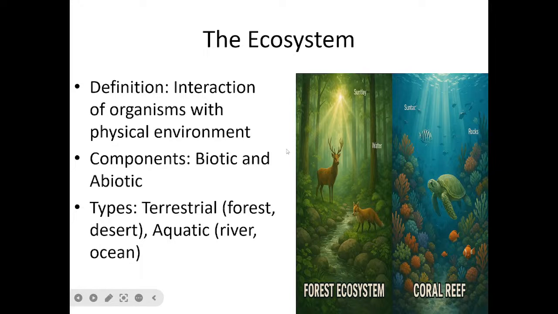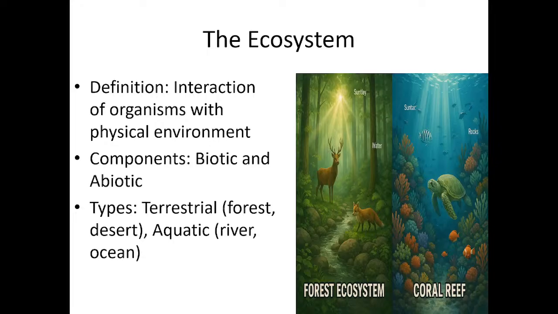Okay, now what do we mean by the ecosystem? What do we mean if you say ecosystem? That is the study of the interaction of organisms. That is how organisms interact with their physical environment. That is called the ecosystem. And the components of the ecosystem are biotic and abiotic. And there are different types of ecosystem.